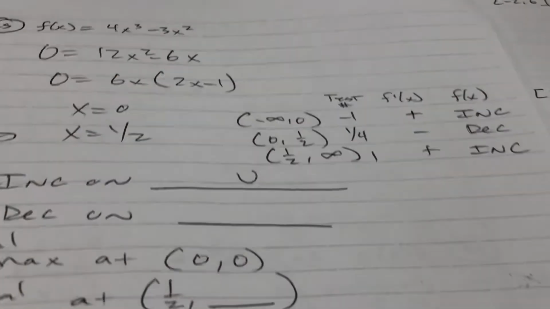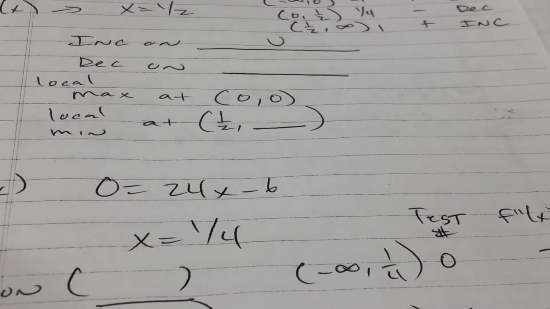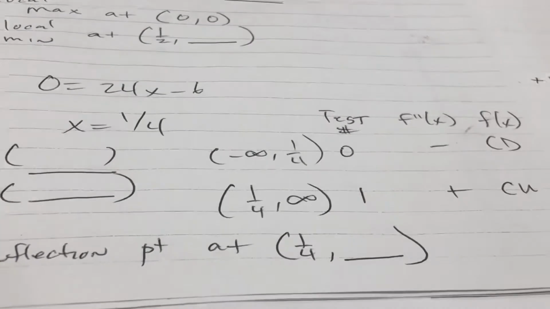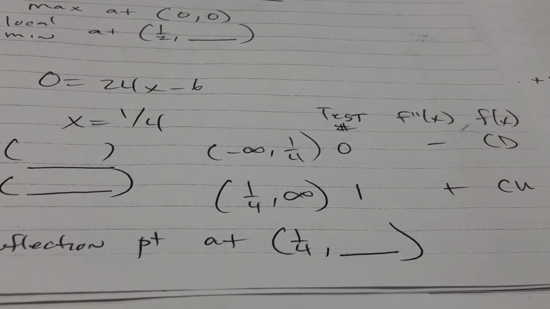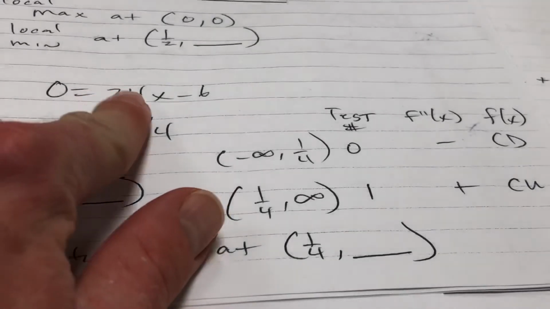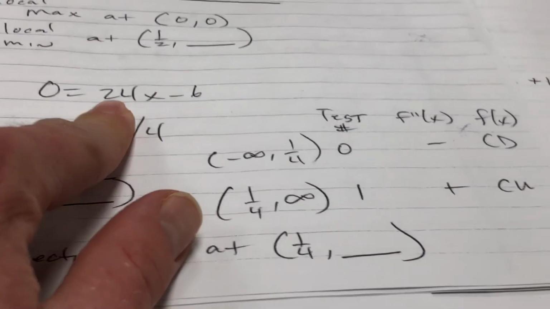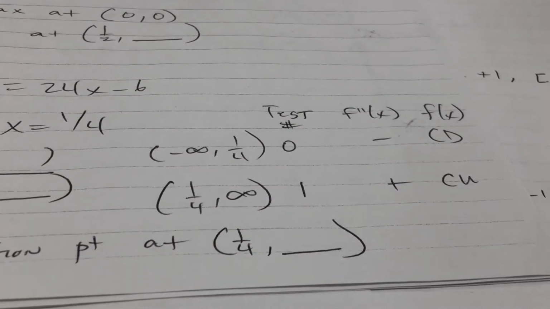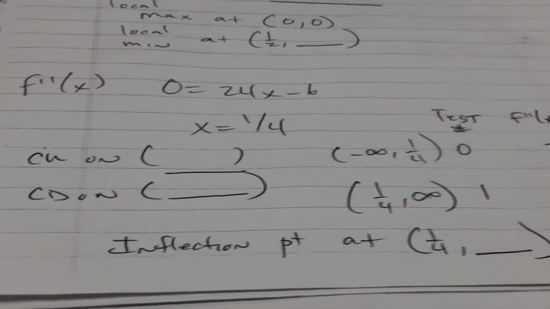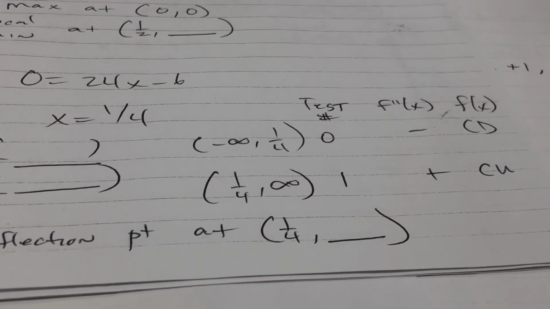I am now going to take the second derivative, set it equal to 0. Something's happening at x equals 1/4. The intervals are -infinity to 1/4, 1/4 to infinity. I got a test number of 0, test number of 1. Plug 0 in for x, your second derivative is negative. Plug 1 in for x, your second derivative is positive. Concave up on blank, concave down on blank. You have an inflection point at 1/4, comma. Plug 1/4 in for x, you're going to get a fraction.